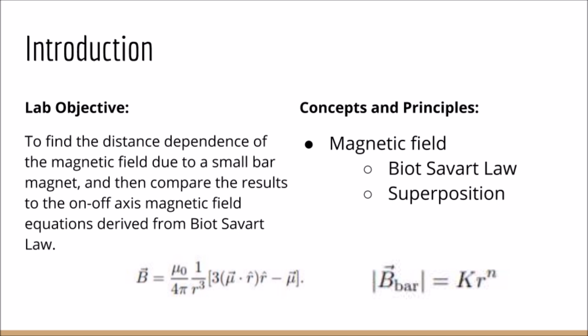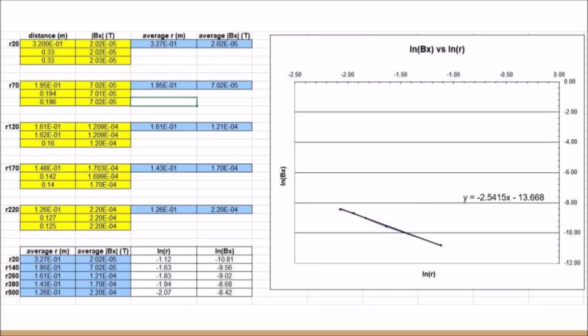In this lab particularly, it's important to understand behaviors of magnetic fields by using the derived equation from Biot-Savart law to produce the following equations, as well as the idea of superposition that at a certain point, magnetic fields can be added together. After going to the lab, the distance-dependent exponent that I got was around 2.5, as seen by the data. The closer you get to the bar magnet, the magnetic field increases as suspected.